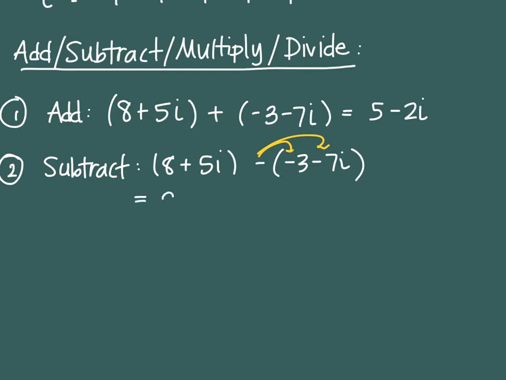So subtraction is really distributing. And when you distribute, you'll have 8 plus 5i, and when you distribute the negative, it becomes a positive 3, and it becomes a positive 7i. So subtracting is really distributing in disguise. And that becomes 11 plus 12i when you match up the like terms there.